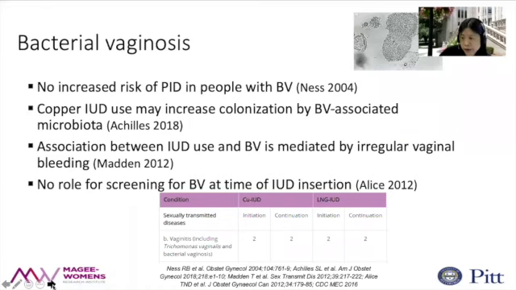A prospective study by Achilles et al. that examined microbiota changes in people initiating and using various contraceptive methods found an increasing prevalence of asymptomatic BV over time in people initiating copper IUDs in Zimbabwe, ranging from 27% at baseline to 49% at 180 days. However, a sub-study of the CHOICE project demonstrated that the association between IUD use and BV appears to be mediated by irregular vaginal bleeding and not by just IUD use in general. There does not appear to be a role for screening for BV before IUD insertion, and the CDC MEC considers vaginitis to be MEC category 2 for both initiation and continuation of the IUD.